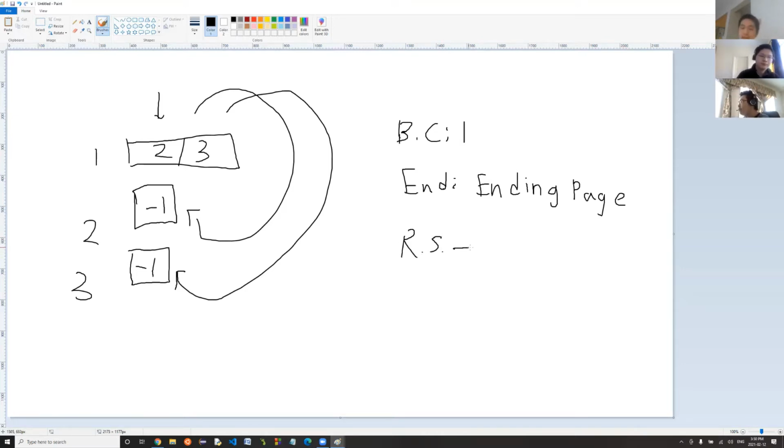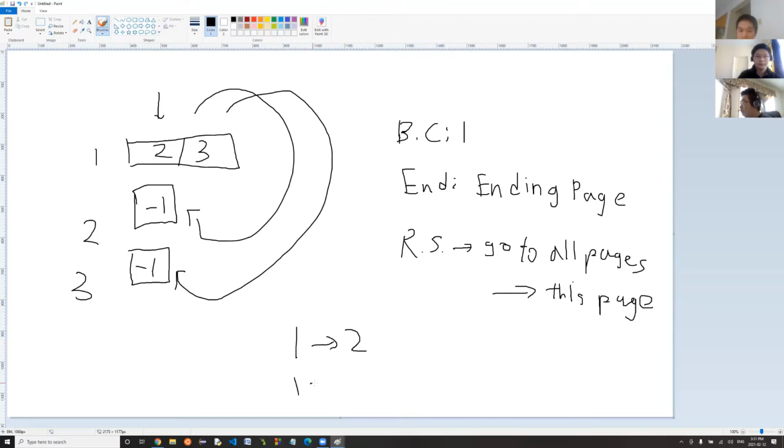The recursive step means to go to every next page, go to all pages connected to this page. Now, if we look at this recursive step, we see that it works because let's say from 1, we can go to 2. And from 1, we can go to 3. And then from 2, because there's nothing connected to it, we're done because we reach an ending page. And from 3, we're done because we reach an ending page.